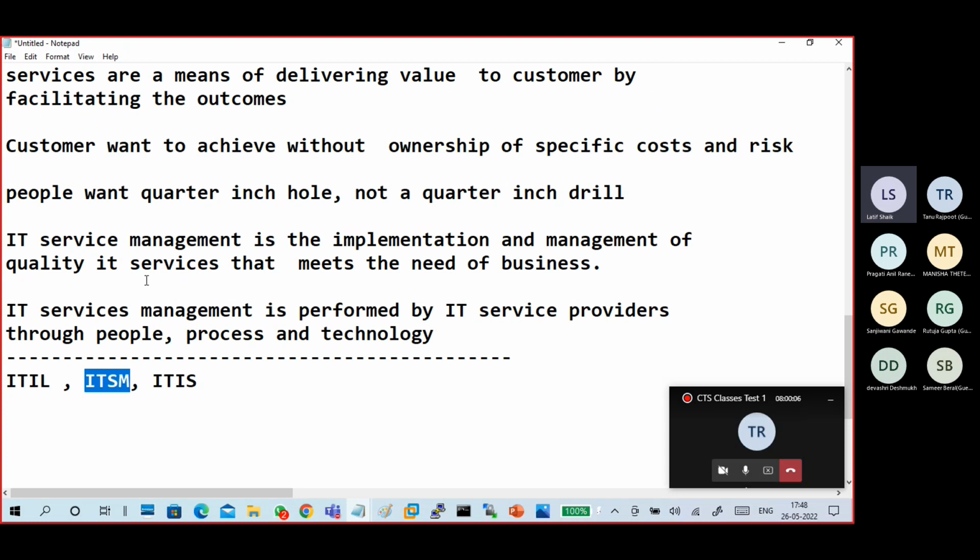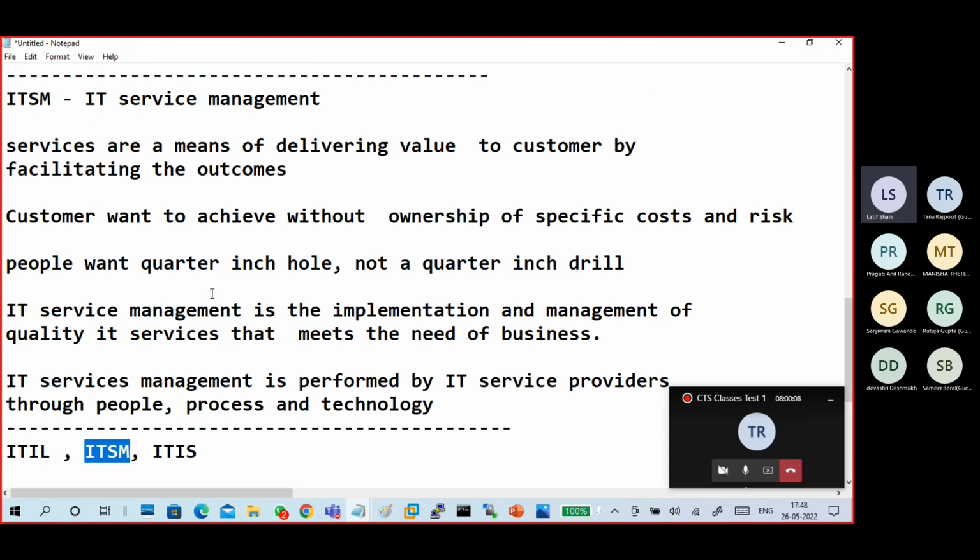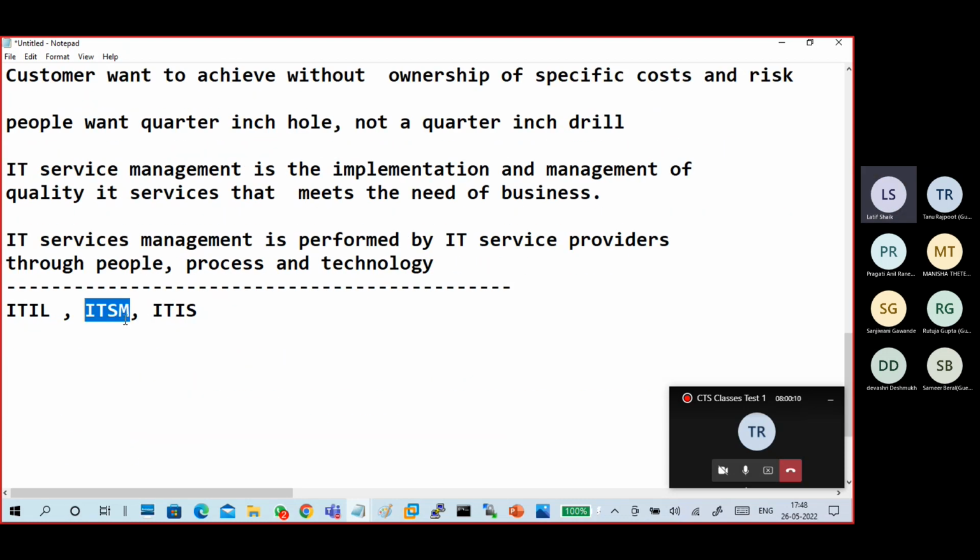ITSM only concentrates on service-related matters. In the total ITIL, ITSM basically concentrates on service management. But ITIS does not belong to either. It is infrastructure service. I didn't type it fully, so you can understand, I think. Otherwise, I will tell you. ITIS is infrastructure service.